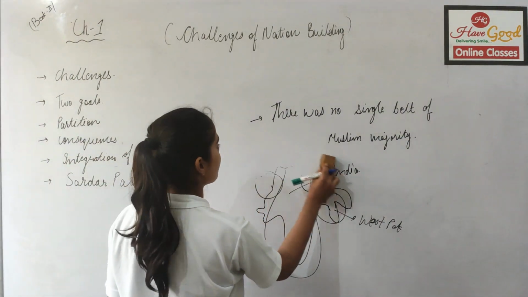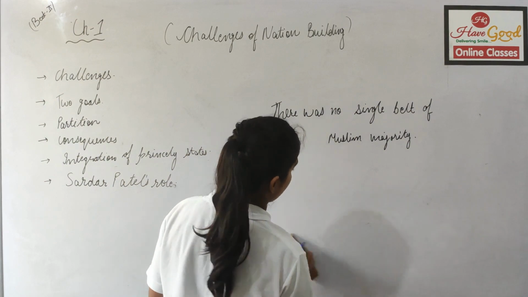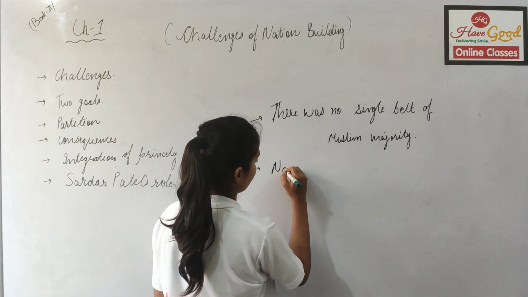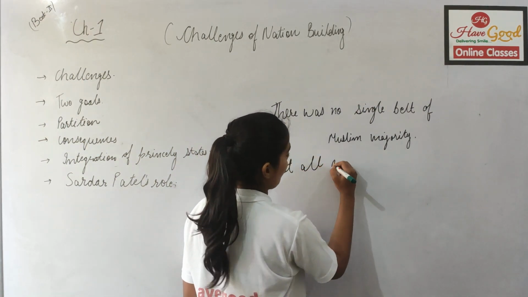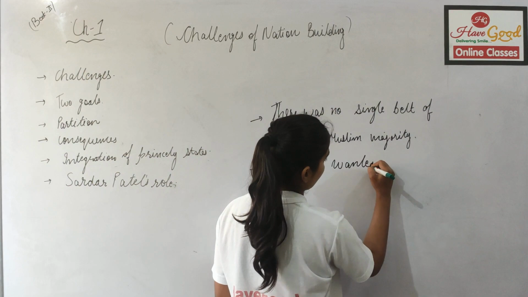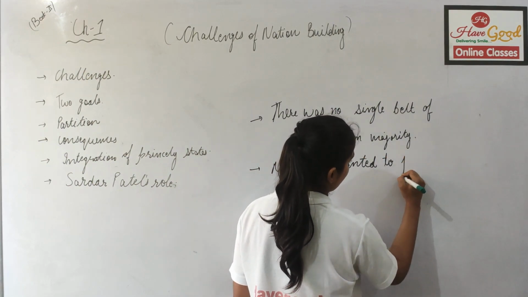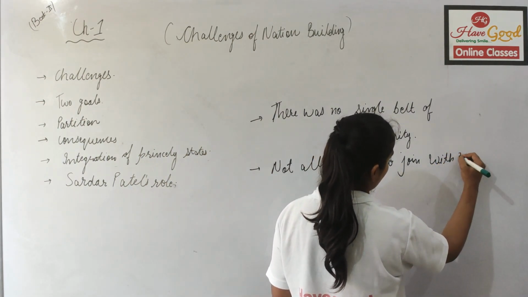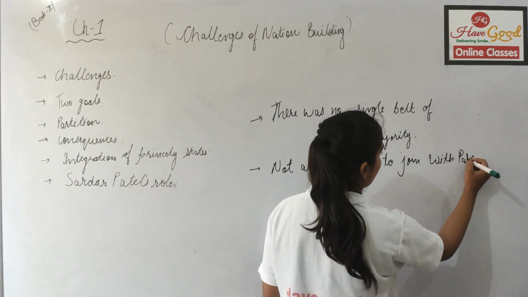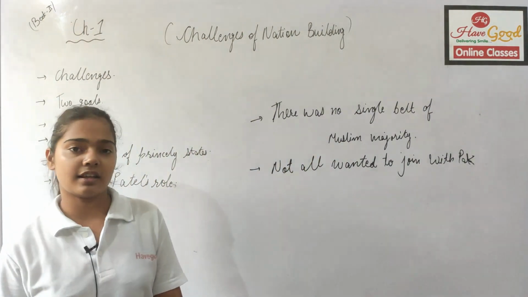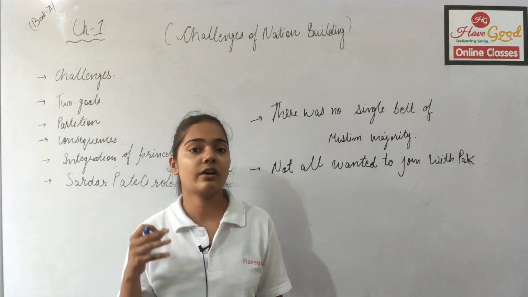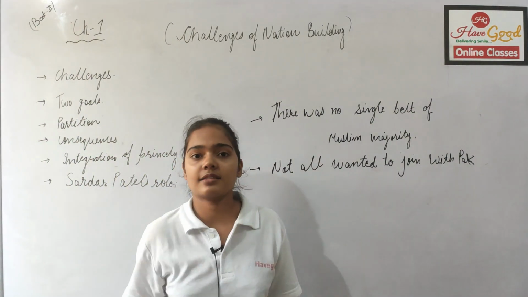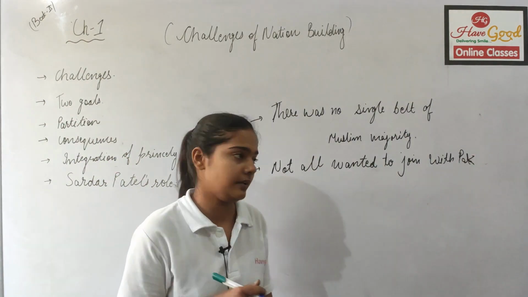Okay. The second problem was that not all Muslim people wanted to join with Pakistan. Not all wanted to join with Pakistan. Actually, Khan Abdul Ghaffar Khan was famous and he is known as Frontier Gandhi. He did not want to join with Pakistan. He wanted to remain with the Indian Union.